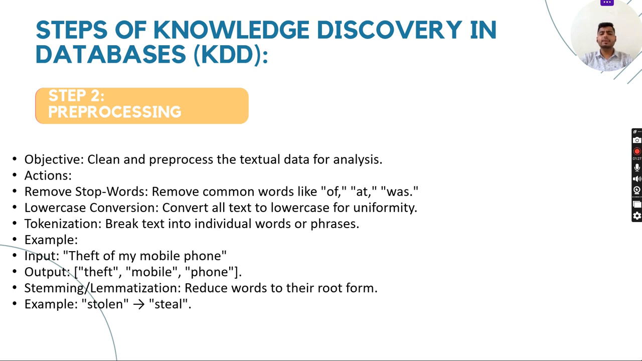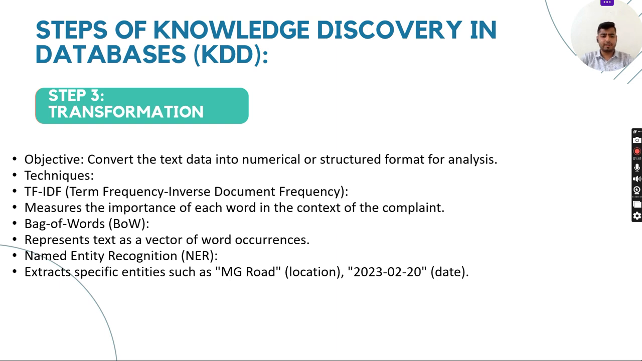And tokenization: break text into individual words or phrases. Example: input, theft of my mobile phone, gives the output, theft mobile phone. Stemming or lemmatization: reduce words to their root form, for example, stolen to steal. Next step is transformation. Objective: convert the text data into numerical or structured format for analysis.